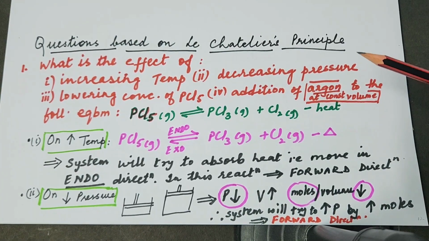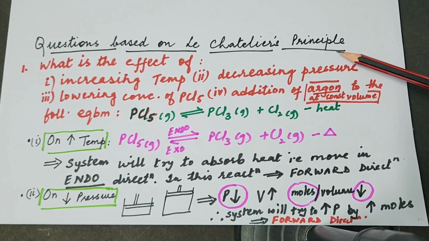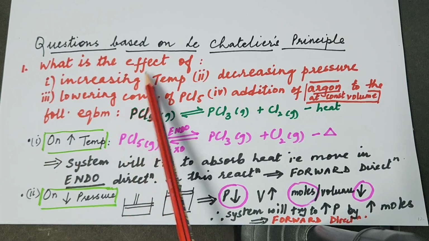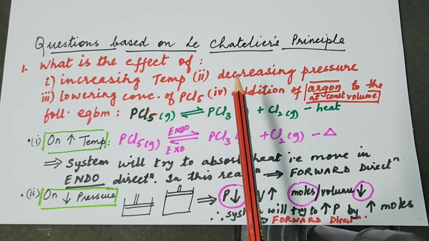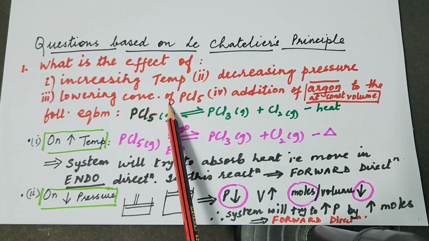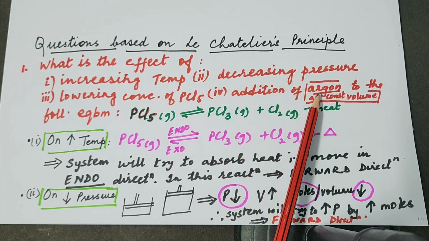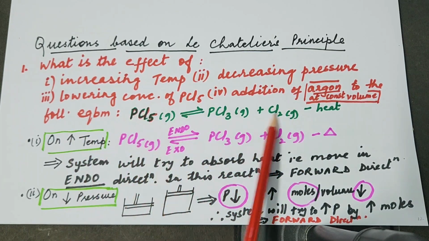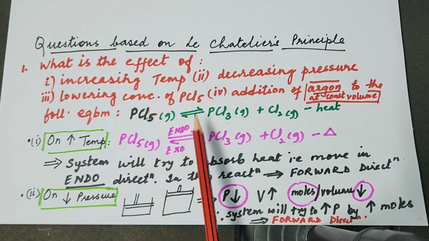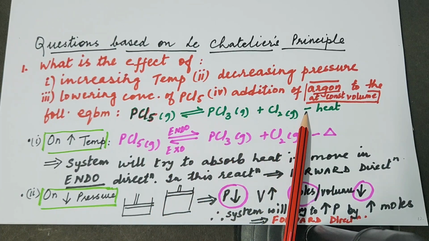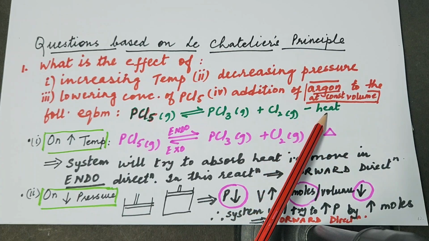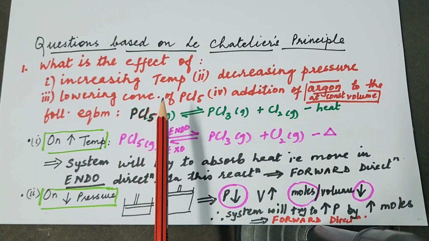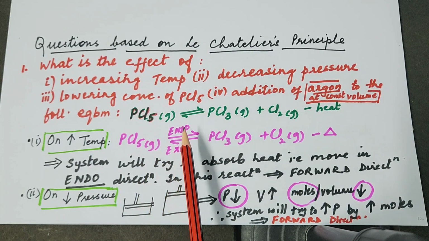So let's do some questions based on Le Chatelier's principle so that we can gauge what we've studied. What is the effect of increasing temperature, decreasing pressure, lowering concentration of PCl5, and addition of argon, an inert gas, at constant volume to this system, which is indicated in green? We have PCl5 giving PCl3 plus Cl2 minus heat. Minus heat means heat has been consumed from outside. If I transpose this minus here, it becomes PCl5 plus heat, which means the process is endothermic.